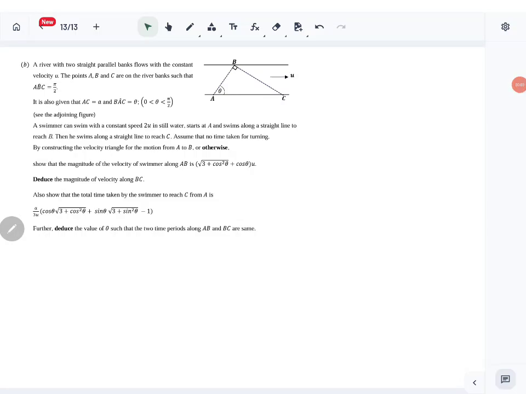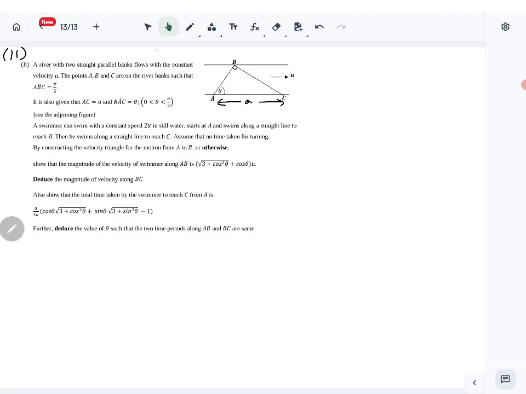Okay, let's look at question number 11, part B of the applied paper. So, this is the relative velocity question. A river with two straight parallel banks flows with constant velocity u. The points A, B, and C are on the river bank such that angle ABC is 90. It is also given that AC is a. So, this length is a. And angle BAC is theta. Right, those are marked in the figure.